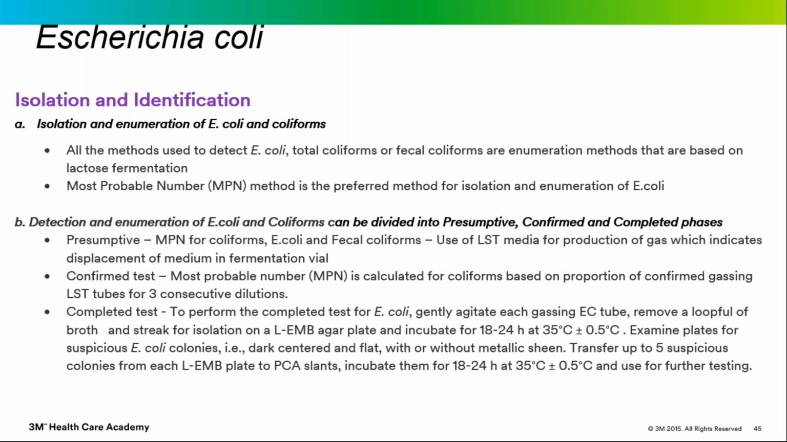Isolation and enumeration of E. coli and coliforms. All the methods used to detect E. coli, total coliforms or fecal coliforms are enumeration methods that are based on lactose fermentation. The most probable number method is the preferred method for isolation and enumeration of E. coli.